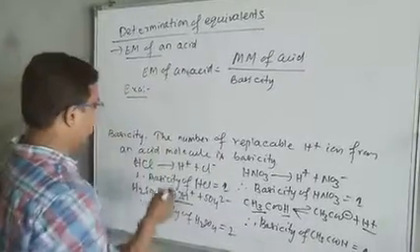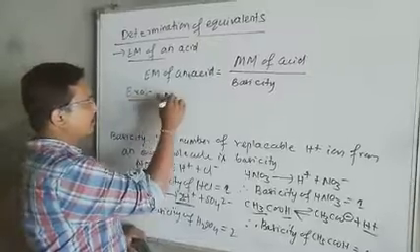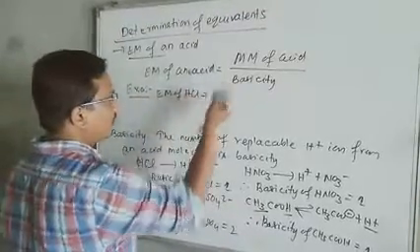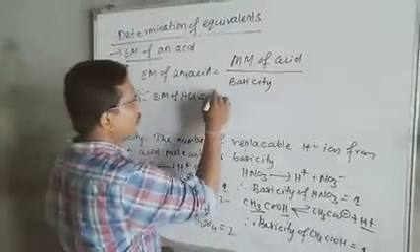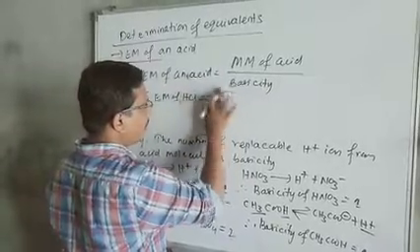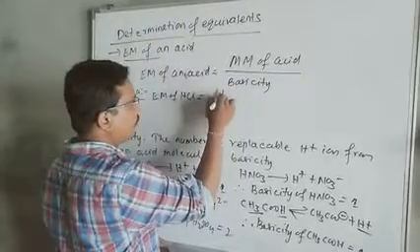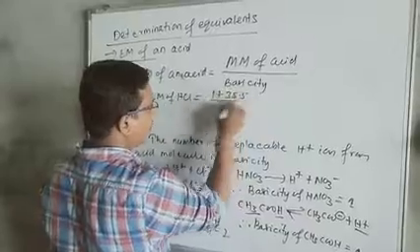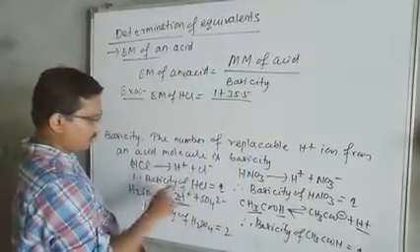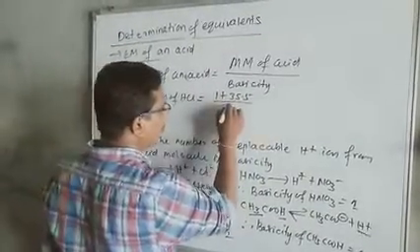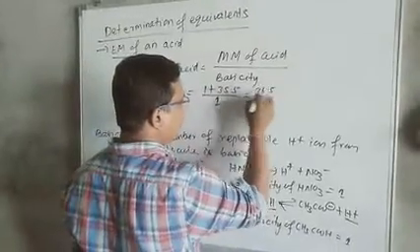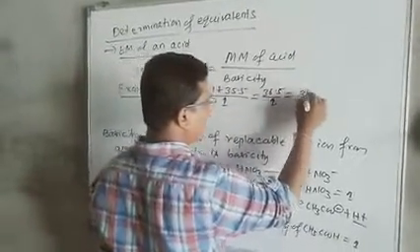If you want to find out the equivalent mass of HCl, then the molecular mass of HCl is 36.5. How do you find 36.5? 1 plus 35.5. Divided by what? The basicity, which is 1. So divide by 1. That is 36.5 divided by 1, which is 36.5.